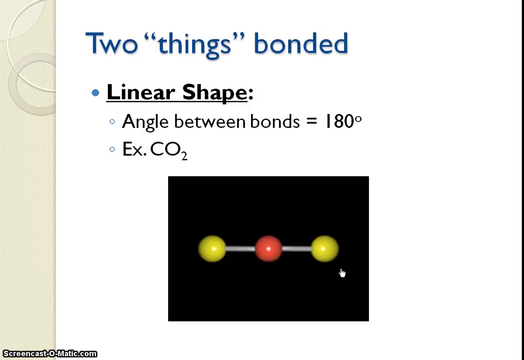I also want you to jot down, I'm going to add it to the PowerPoint, I wish I had done it earlier, but for a linear shape, if you only have 2 atoms, like if you just had 1 red and 1 yellow, the only shape it can ever be is linear. So for 2 atoms, the only shape you'll ever see is linear. If you have 3 and all you have is 2 atoms stuck to 1, then it's also going to be linear.